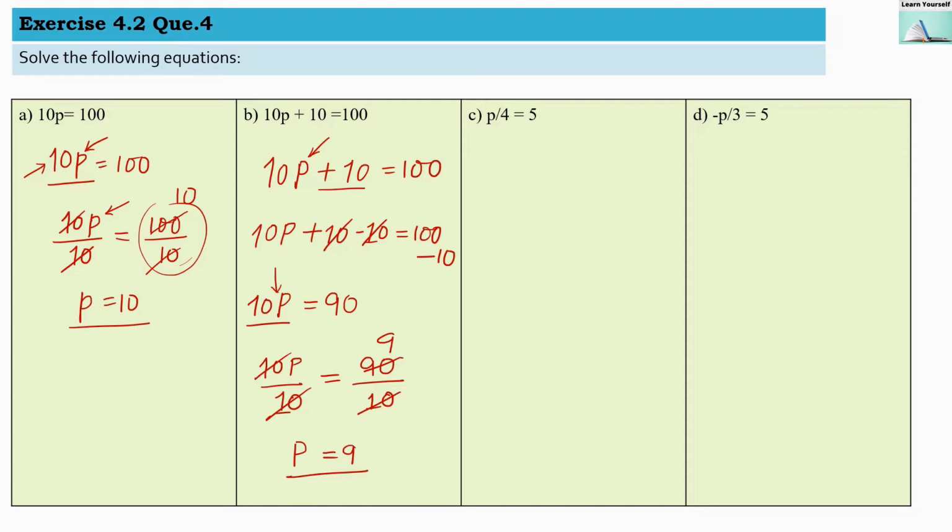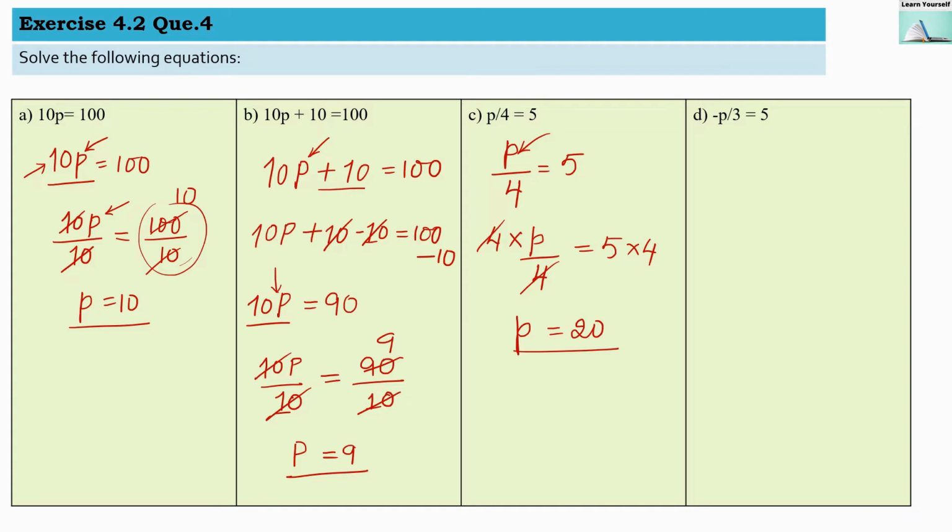Our next equation is C. p divided by 4 equals 5. So if we want to separate this variable p, then we have to multiply by 4, because 4 is already there in the denominator in the division. So we are going to multiply by 4 on both sides. So this 4 and this 4 will get cancelled out. So here we will get p equals 20.